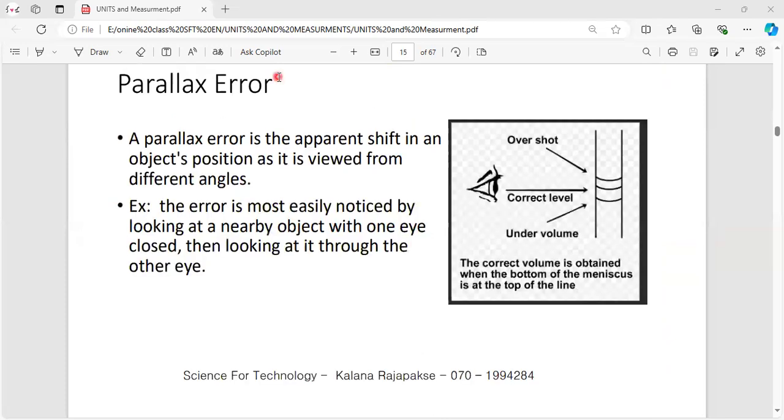Parallax error, if you want to define it, is the apparent shift in an object's position as it is viewed from different angles. Parallax error can also be learned in the engineering technology subject. When you are using surveying equipment like the level machine, they have to deal with the parallax error as well, right? If you're looking from the top, you might have an overshoot, and you might have the correct level as well as an undershoot depending on the eyesight, right? So you should always get the reading with the correct level.